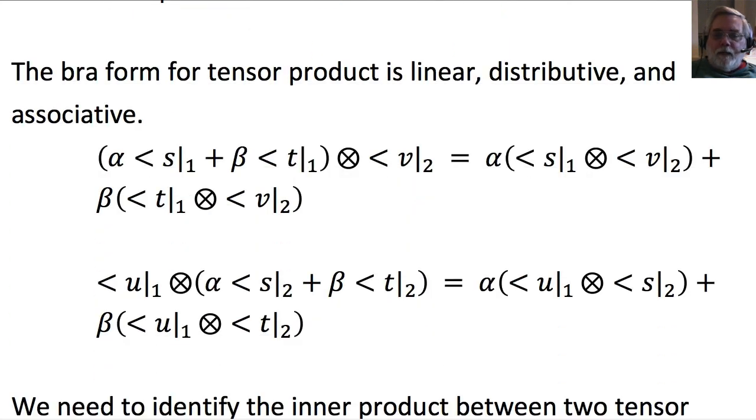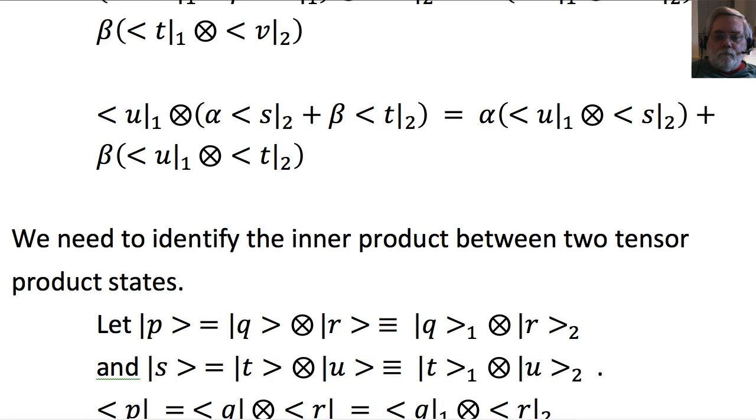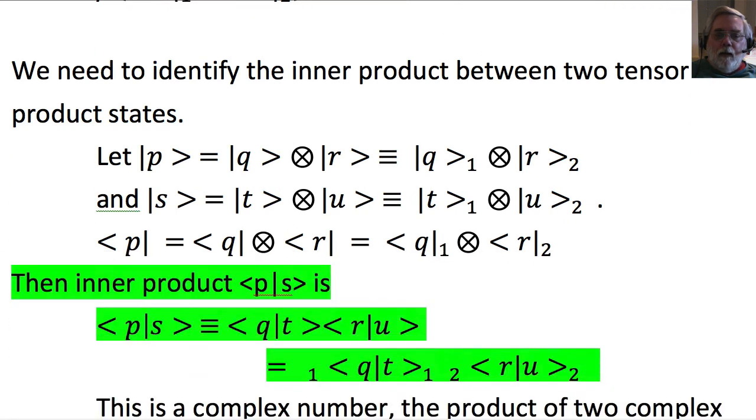The bra form for tensor product is also linear, distributive, and associative, as you would expect. Now, we need to identify the inner product between two tensor product states. So the inner product between some tensor product bra and some tensor product ket.